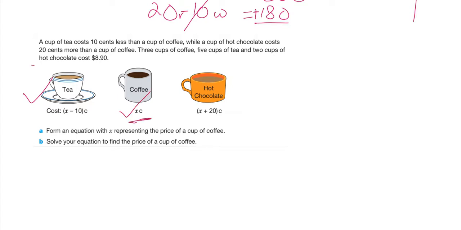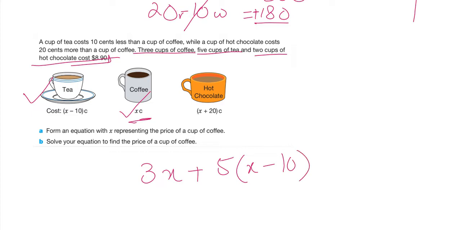Now we have to make this whole equation. 3 cups of coffee, 5 cups of tea, and 2 cups of hot chocolate equals this. I really hope that you will get the value of X from that equation. It's quite simple. 3 cups of coffee, and then 5 cups of tea, and 2 cups of hot chocolate, and then this whole will be equal to 90 cents.